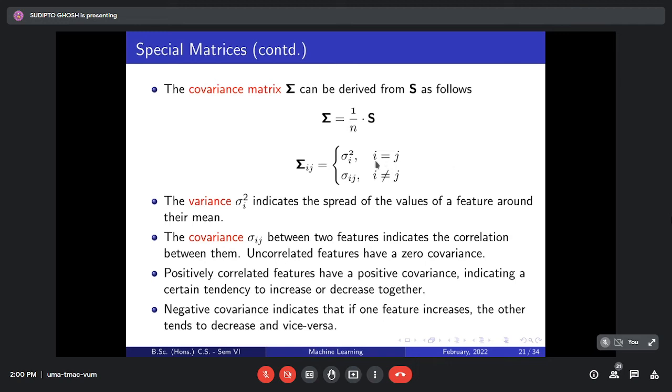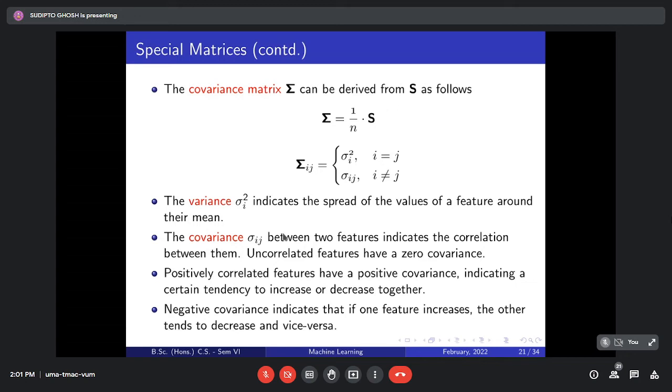So if it is a diagonal element, that is i equals j, it will contain the variance of that feature, which will indicate the spread of the values of a feature around the mean. All the other non-diagonal elements of the covariance matrix sigma will contain the term sigma ij, that is the covariance. So if it is not the diagonal, it contains the covariance between the ith feature and the jth feature. So you can visualize this entire covariance matrix as containing a diagonal of variances, and all the non-diagonal elements are covariances.